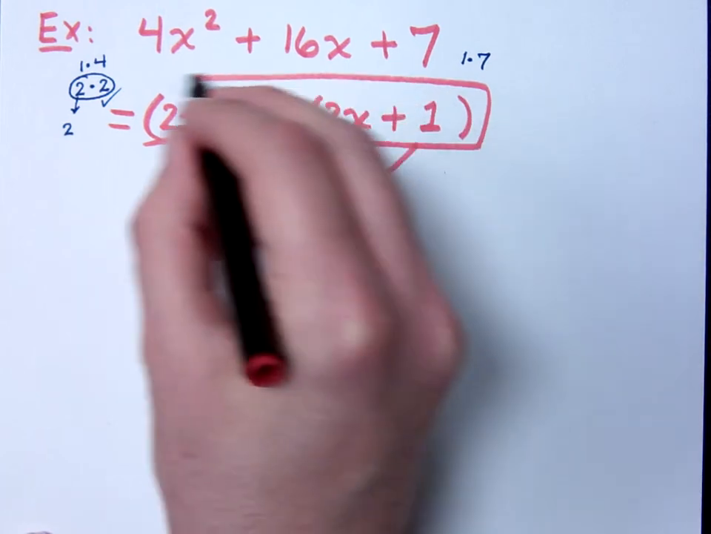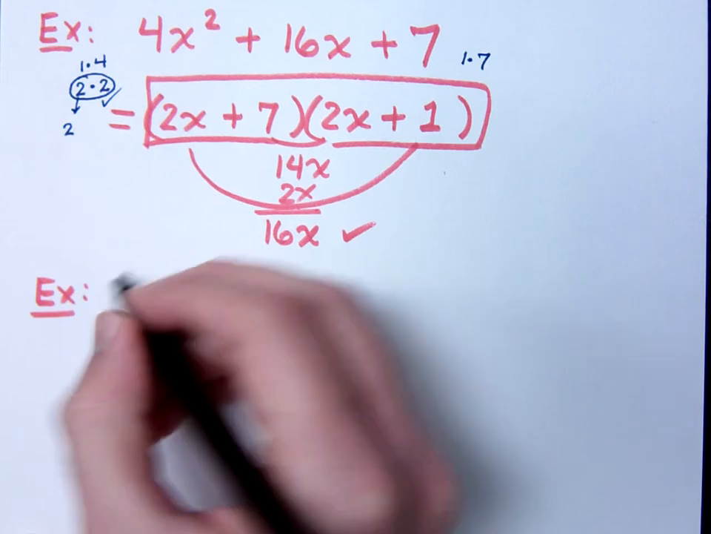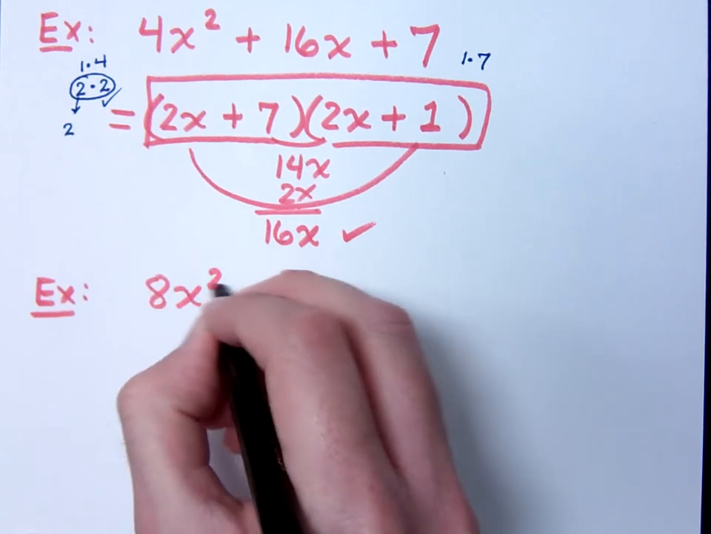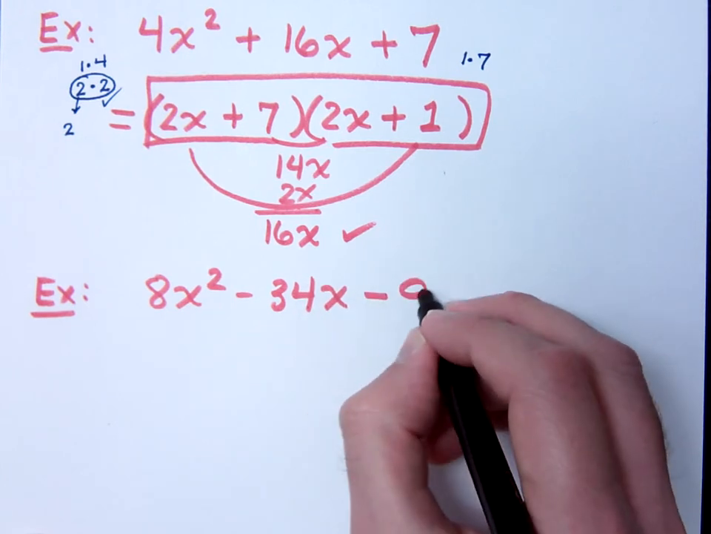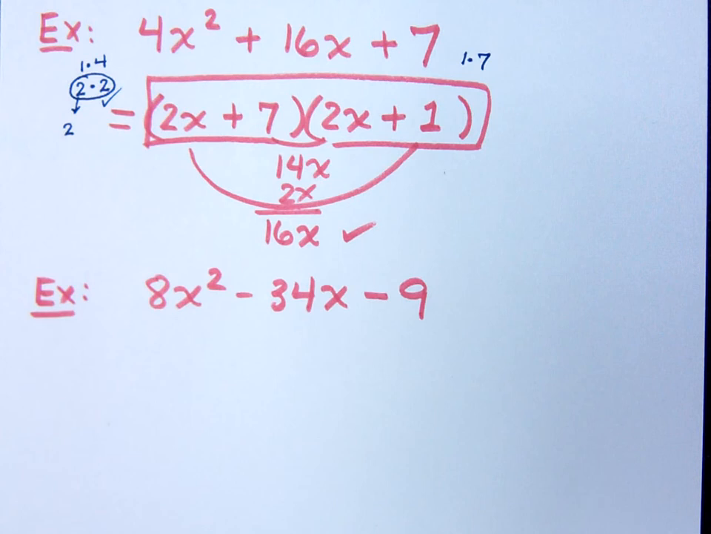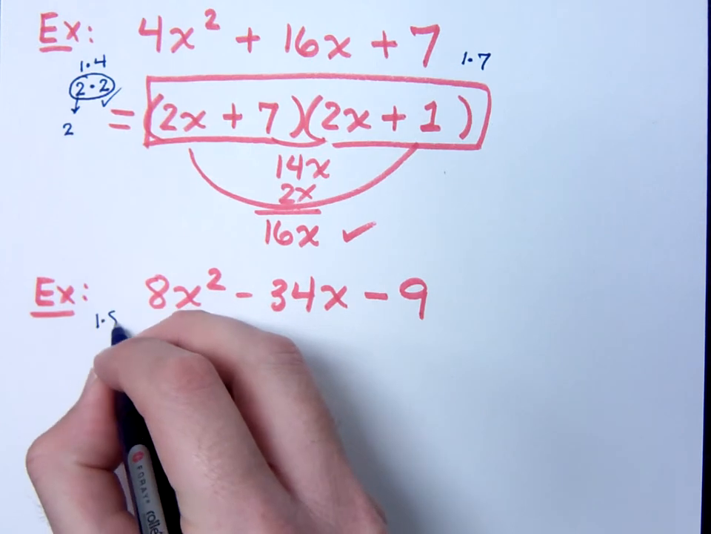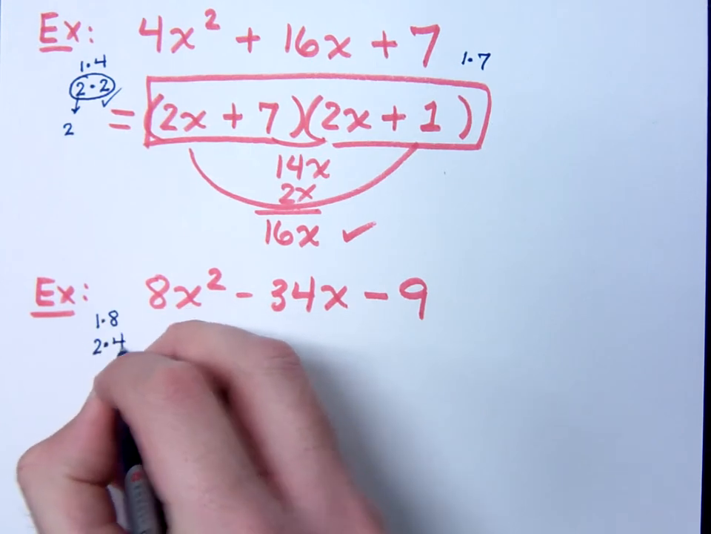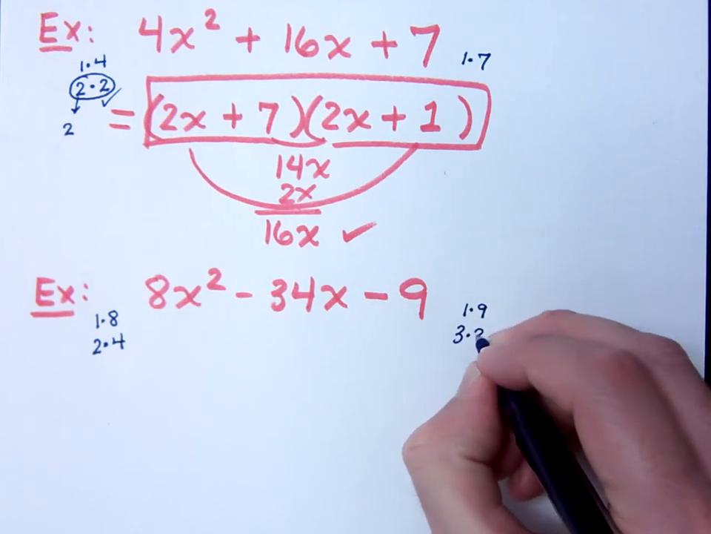Let's see this again in the next example. If I try 8x squared minus 34x minus 9, I want us to list all of the factors we have for the lead coefficient and for the constant term. 2 and 4, 1 and 8. So 1 and 8, 2 and 4. What about 9? 3 and 3, 1 and 9. Do you agree?